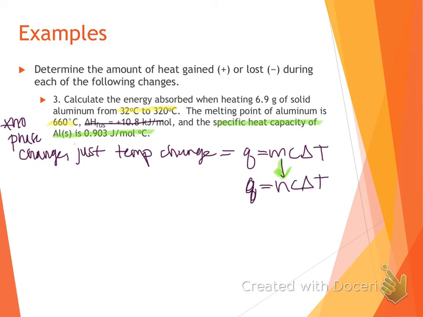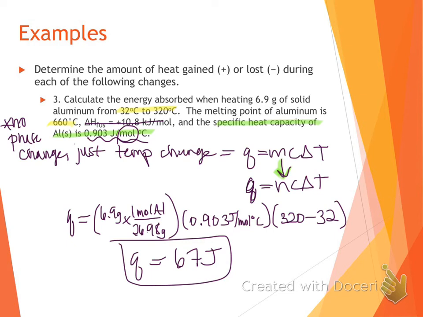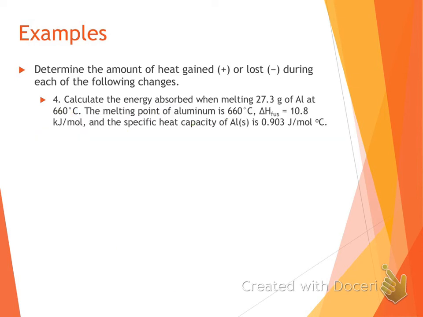Only a temperature change means we're using Q equals mCΔT, but the specific heat capacity was given to us in joules per mole, so that's actually our molar heat capacity. We need to use Q equals nCΔT. Our n, we'll want to solve for our moles of aluminum. We'll use that molar heat capacity and find our temperature change. We get to keep 2 sig figs from our 6.9 as well as that temperature change, so we end up with 67 joules of energy required in this process, so positive Q.